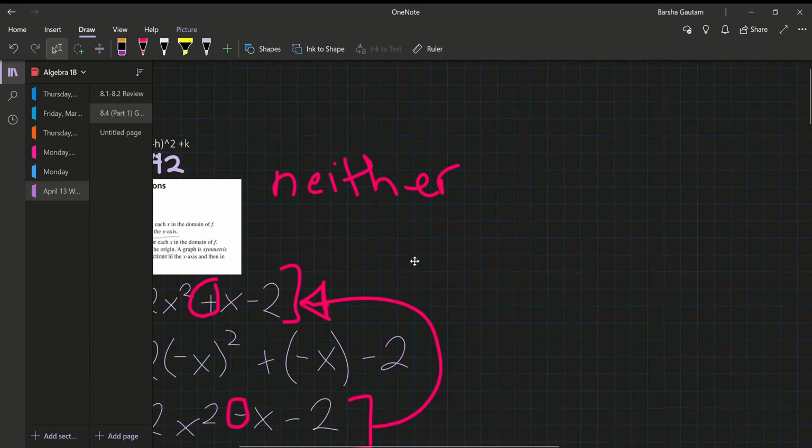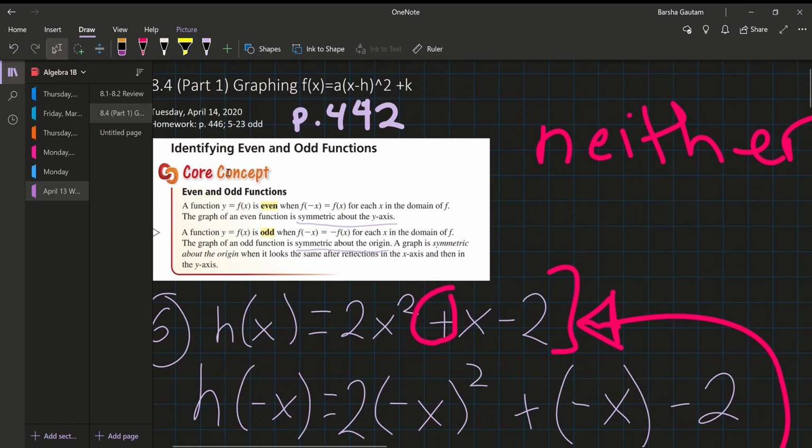And your homework is right here. It's page 446, 5 through 23 odd.